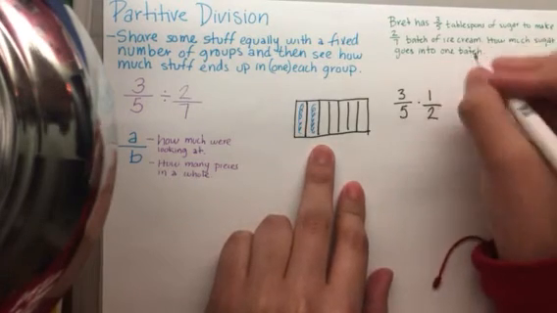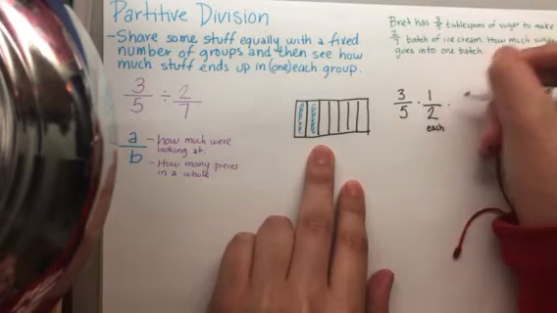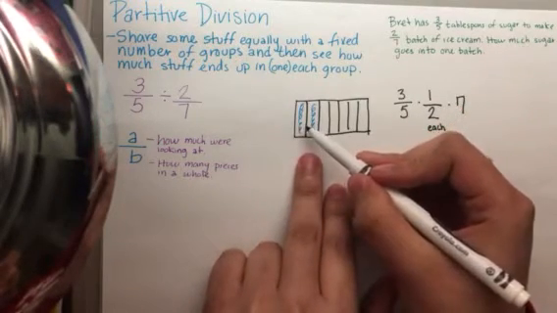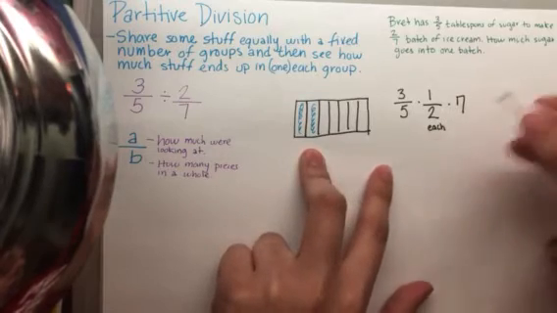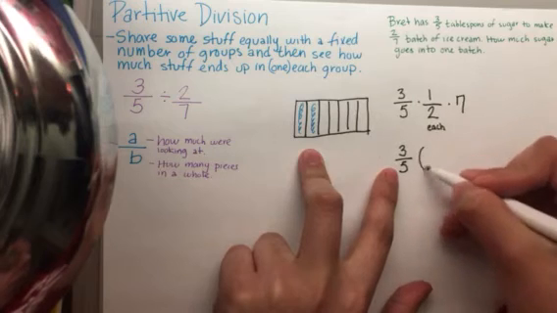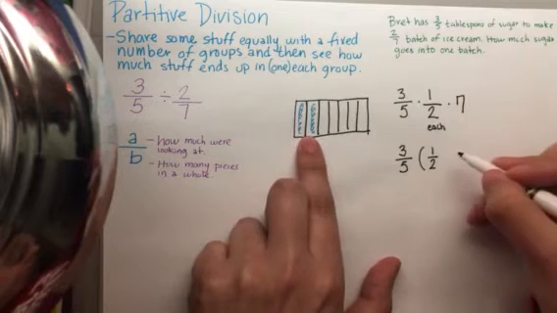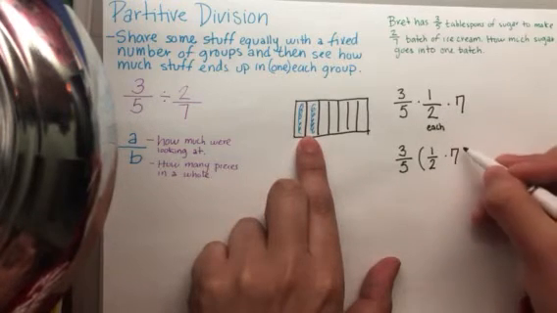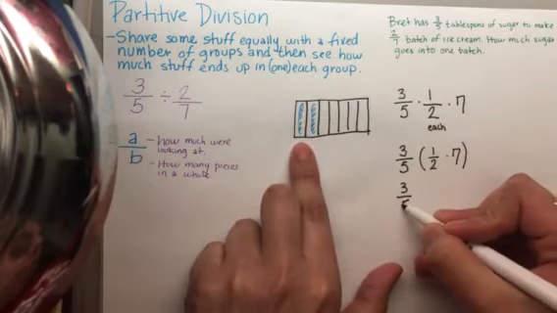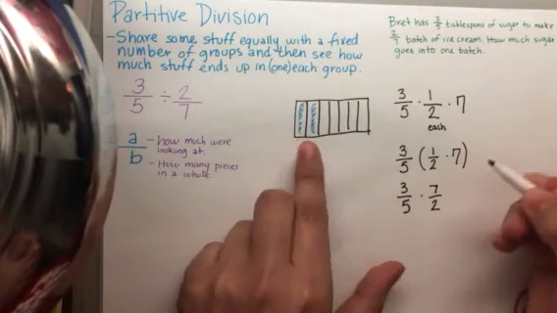And that's for each. But we also had to multiply it by the whole, which is 7, because we're looking at 7 pieces in a whole. So now what we're going to do is multiply. We have the 3/5, and we're going to multiply the 1/2 times the 7, which is a whole, which equals 7 over 2.